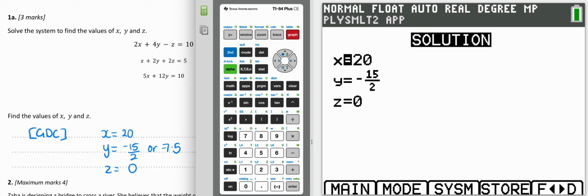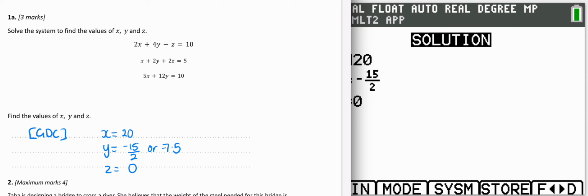So if we just go back to that question again, we can see that there's 3 marks awarded, and that is 1 answer mark for each part of the question. So 1 answer mark for each of those.